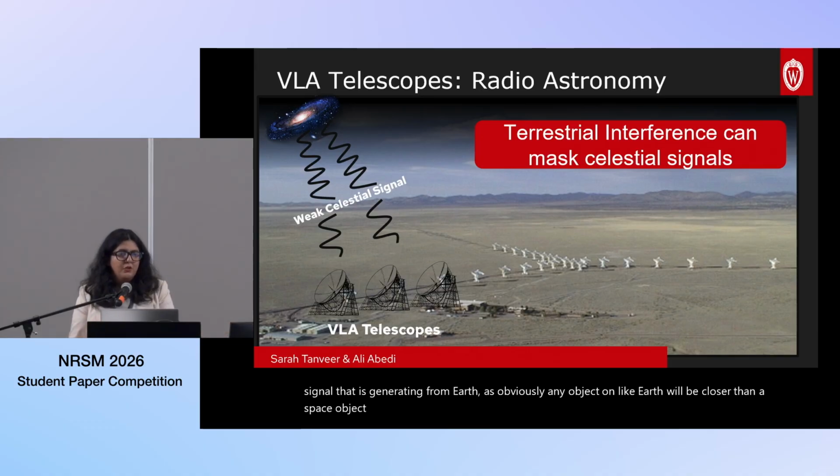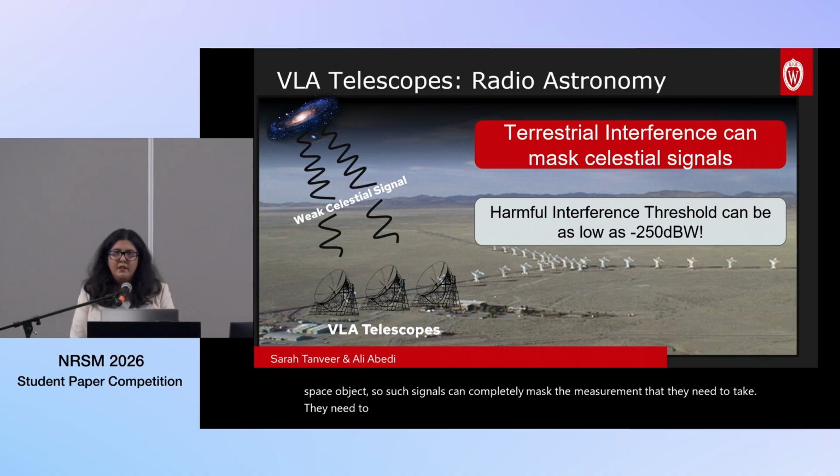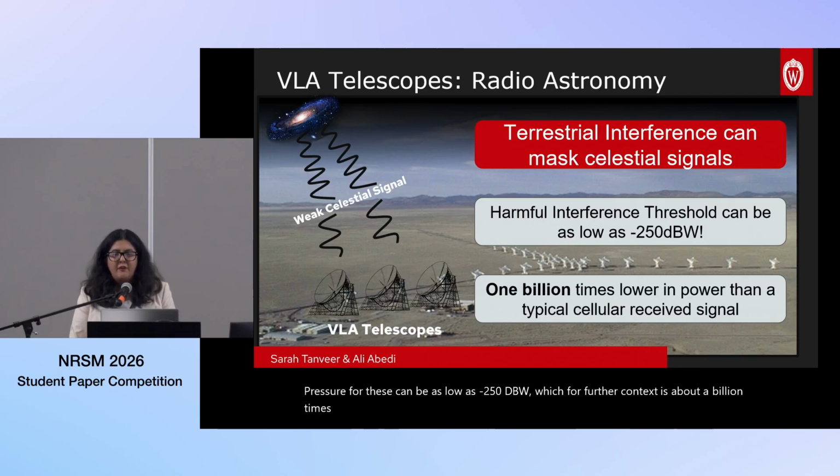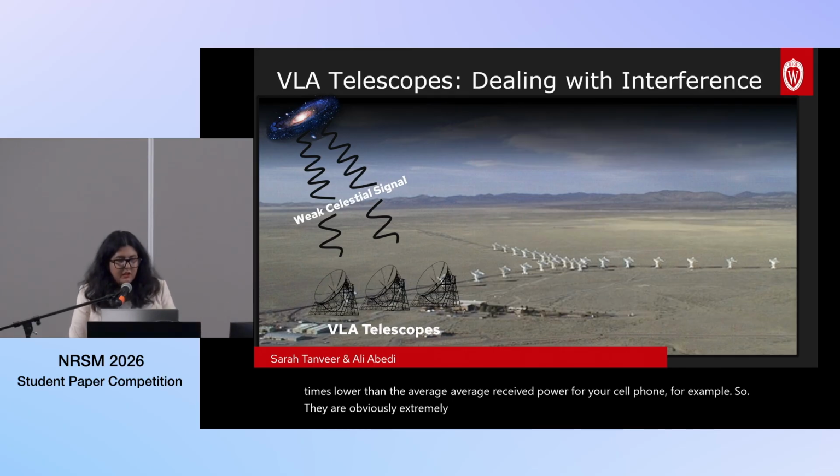So such signals can completely mask the measurement that they need to take. For some context, the threshold for these can be as low as minus 250 dBW, which for further context is about 1 billion times lower than the average receive power for your cell phone, for example. So they are obviously extremely sensitive.